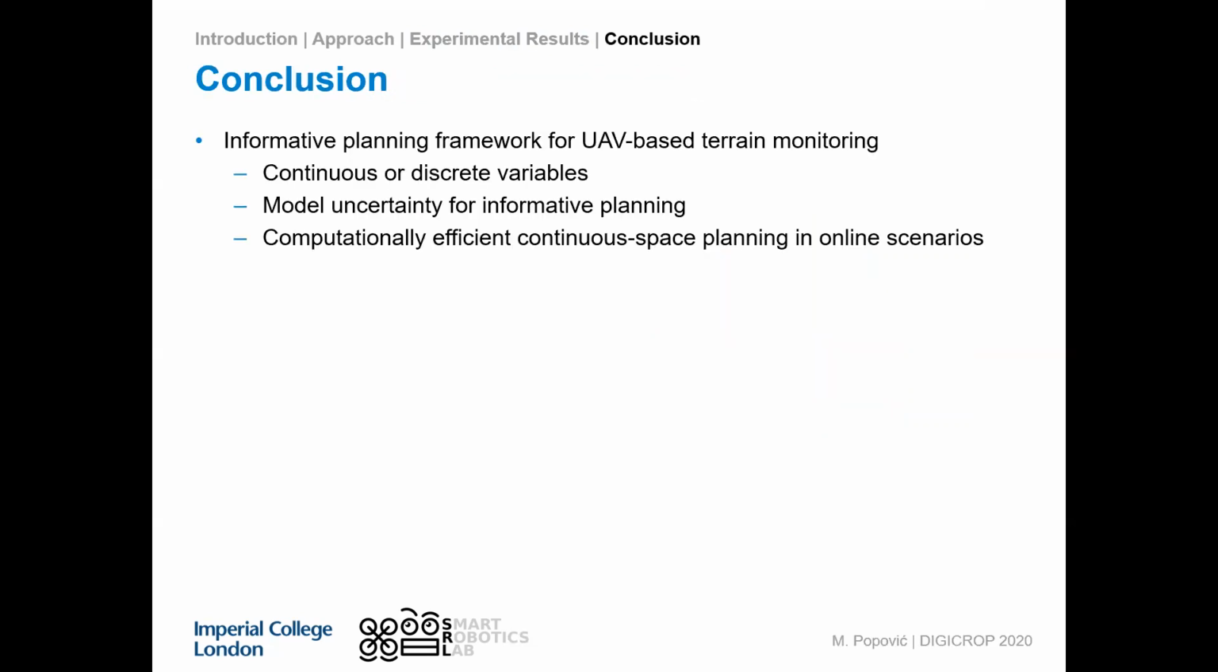In conclusion, we introduce a general informative planning framework for environmental monitoring using a UAV. The method can map either discrete or continuous variables on terrain using variable resolution data received from probabilistic sensors. The resulting maps are used for planning by optimizing continuous space trajectories.